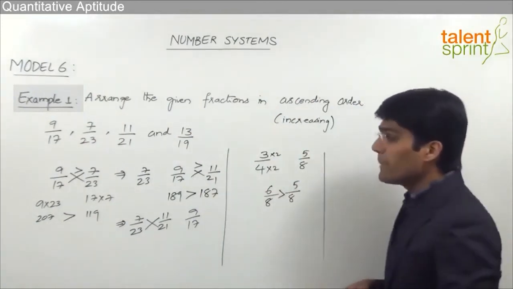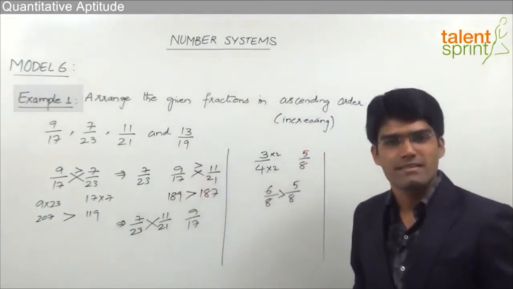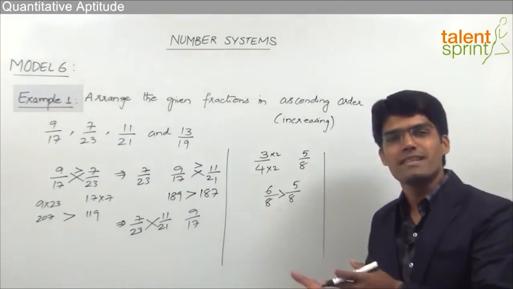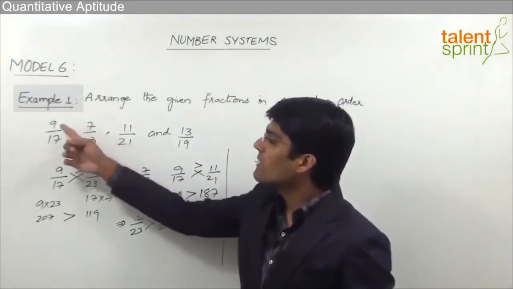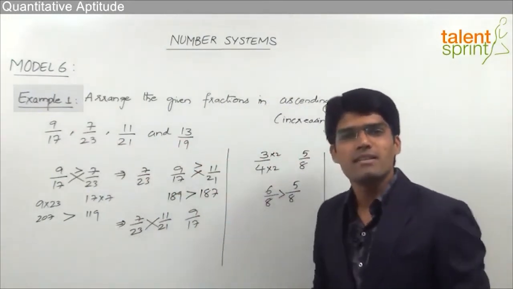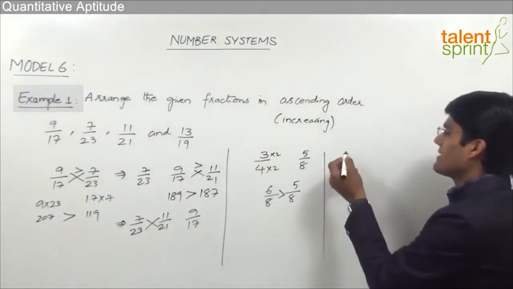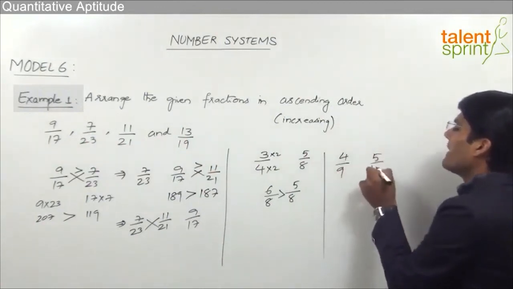The third way of comparing fractions would be conversion of fractions into percentages. As we have discussed in case of speed maths, fractions can be converted to percentages or percentages again can be converted to fractions. So if we are able to convert the fractions into percentages, then as per the percentages, they can be arranged in ascending or descending order. For example, let's say we have two fractions like 4 by 9 and 5 by 11.